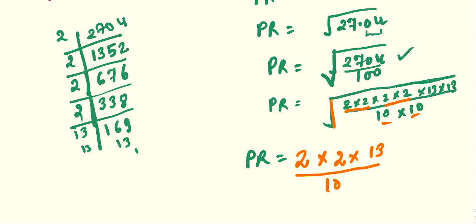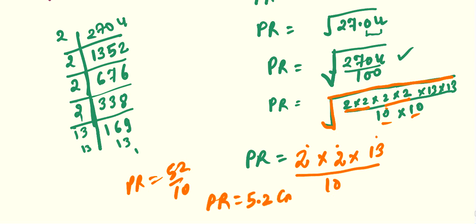Because you are finding a square root here, and square root means what? Whatever the values you are having inside, you have to make pair of two same values and then you can take one out. So 2 2s are 4, 4 13s are 52. So PR equals to 52 by 10, and finally you can write this 5.2 centimeter. So this is your required answer.